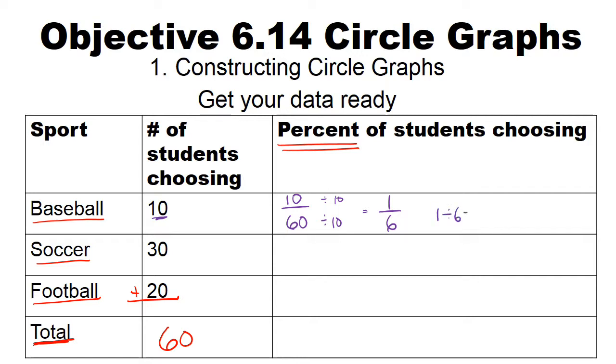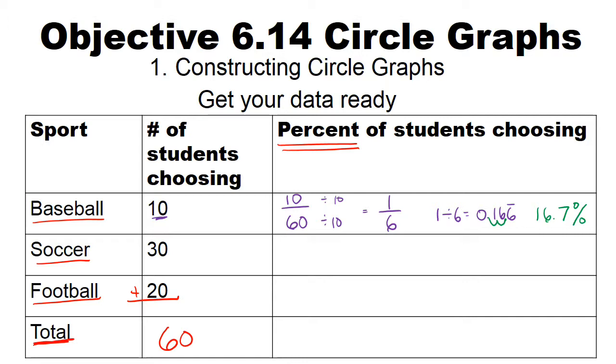1 divided by 6 equals 0.166 with a line over it. And for our percent, we just move our decimal over 2 places. That gives us 16 point, we'll round up to 7%. So 16.7% of the 6th graders that Robert surveyed chose baseball.